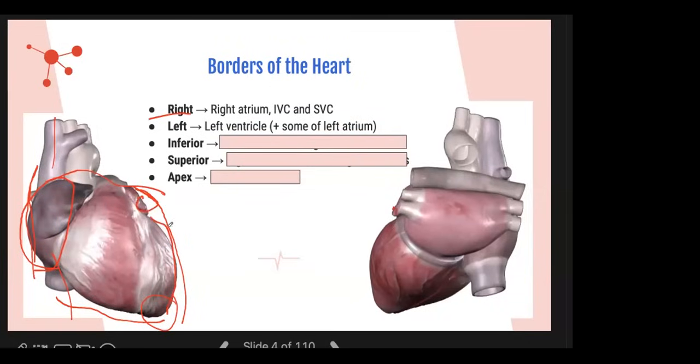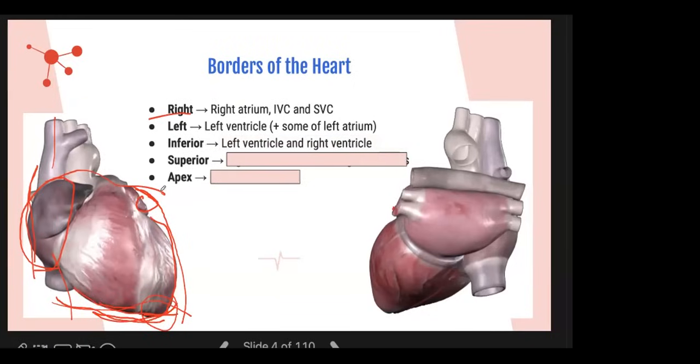Now, can anyone tell me what makes up the inferior border of the heart? Left ventricle mostly. Yeah, so actually it's going to be both. It's going to be the right ventricle and the left ventricle. So they make the inferior border. So both are going to actually make the inferior border.